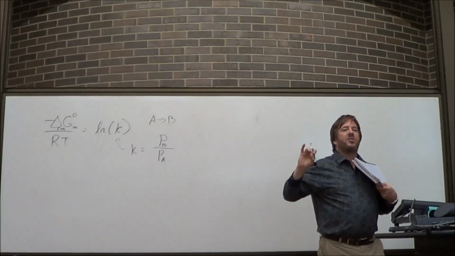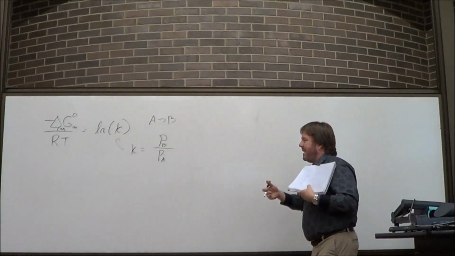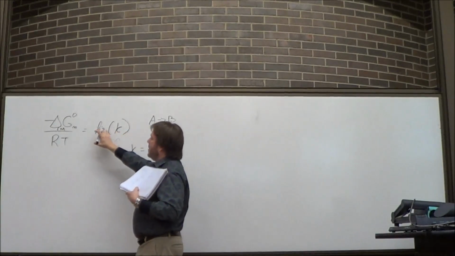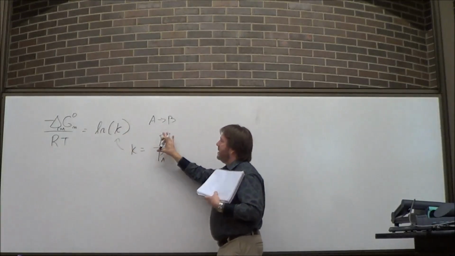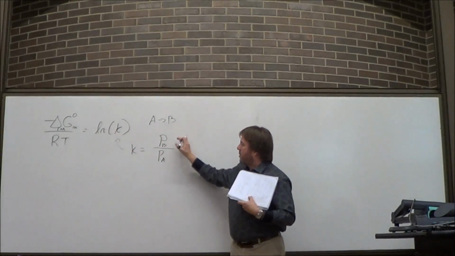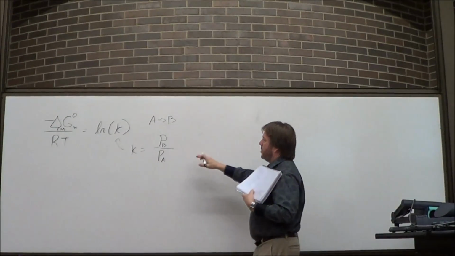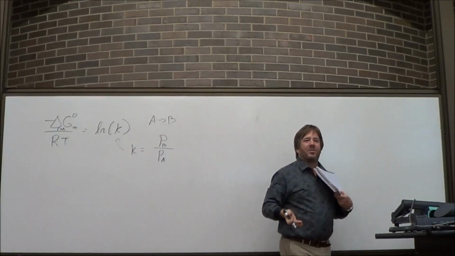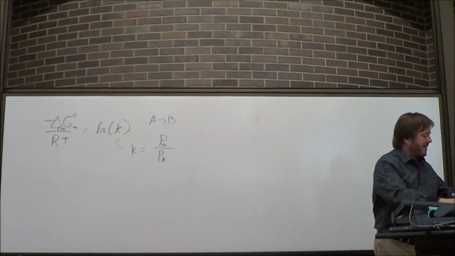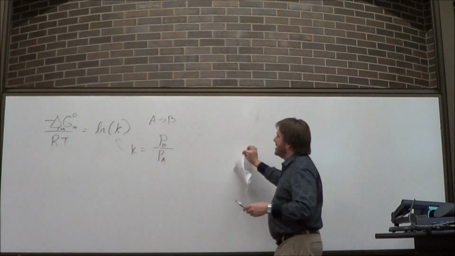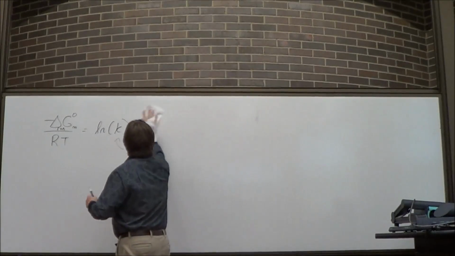Executive summary: I'm going to show you how to do activities, and once you understand activities and you want to do your biochemistry, you're still going to use this. These are going to be ratios of activities of products over reactants and not partial pressures, which, how would you get the partial pressure for protein in solution? That's nonsense.